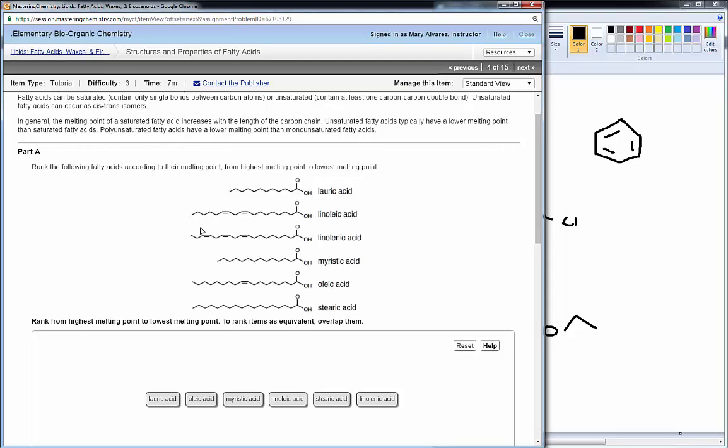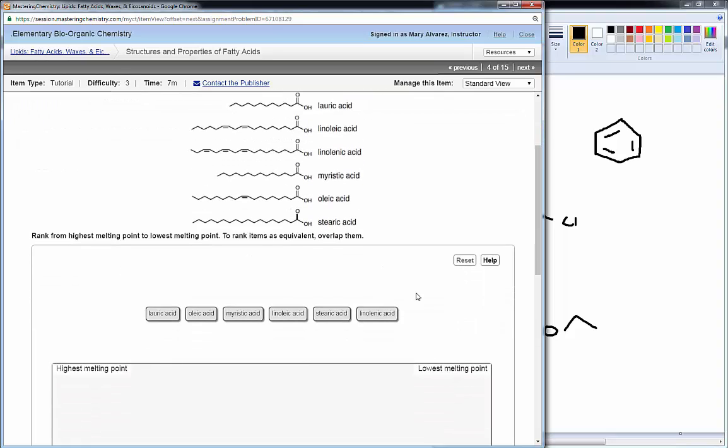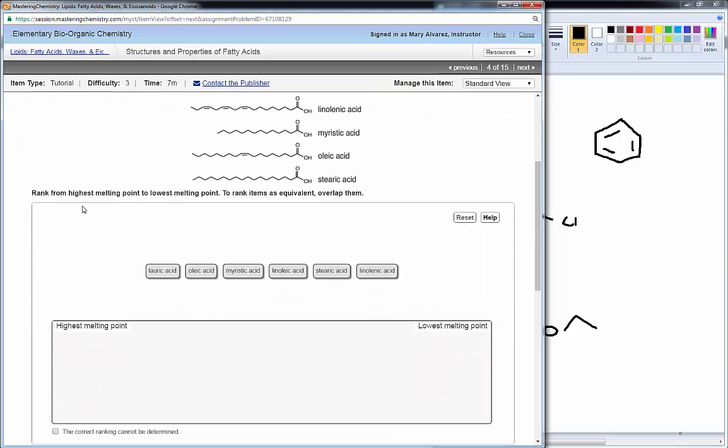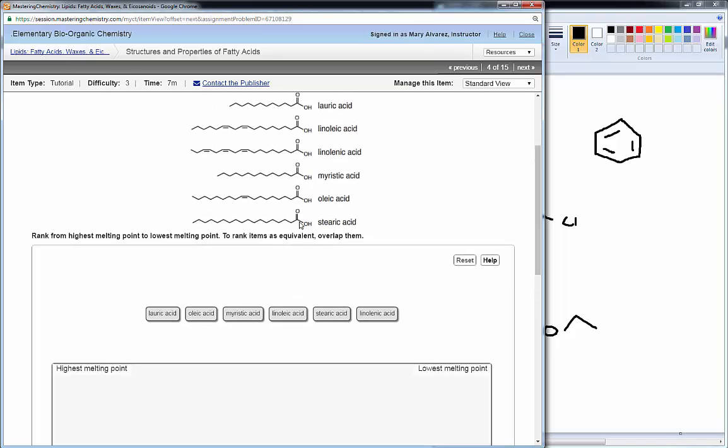Okay, now we've got a number of common fatty acids, which are also the ones that I've got on your lecture notes for you guys to memorize. And the question is, how would we rank these based on melting point? And we know two things here. First of all, we know that large molecules are going to have higher melting points.